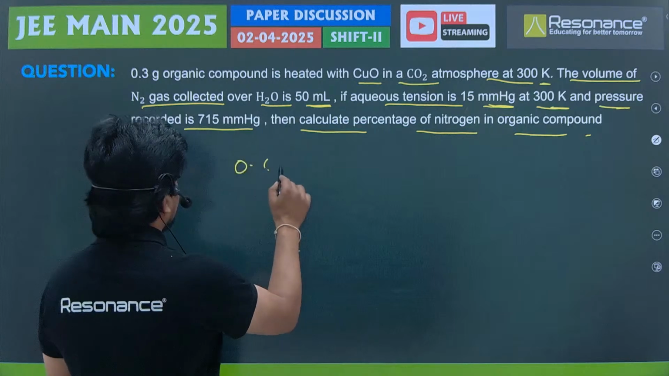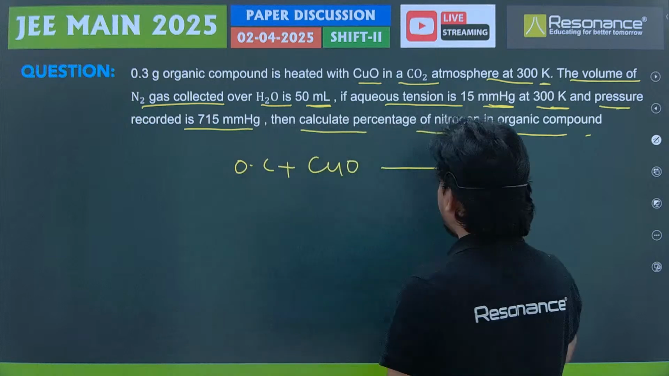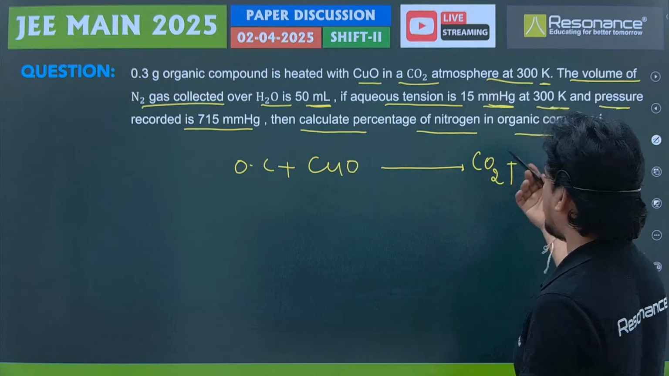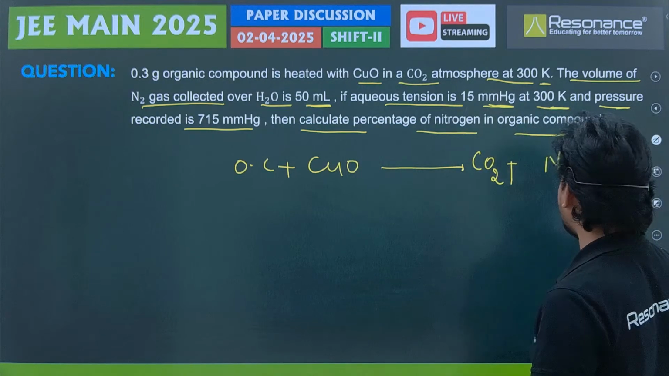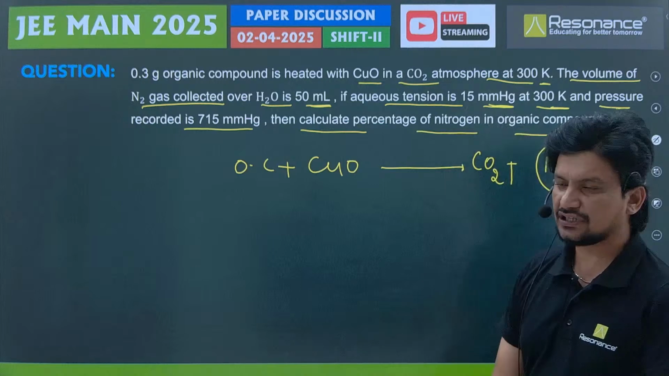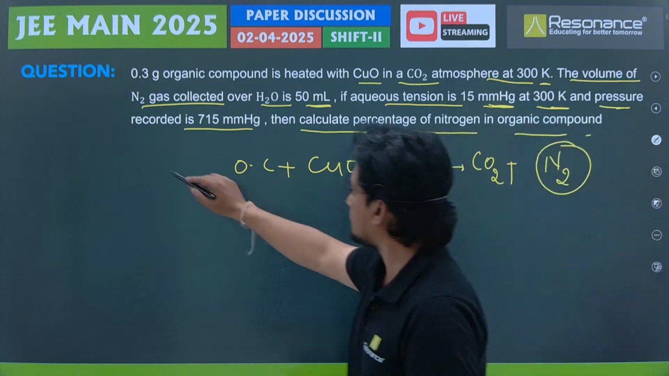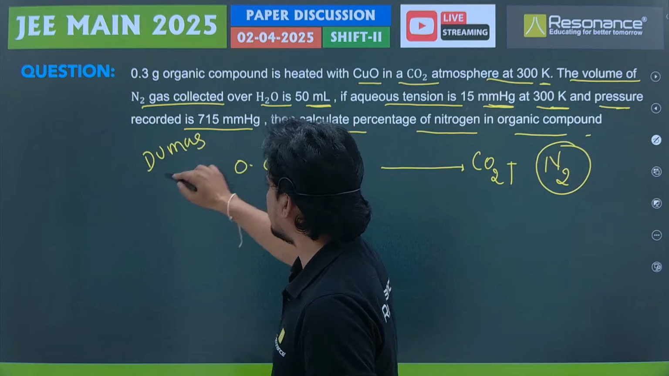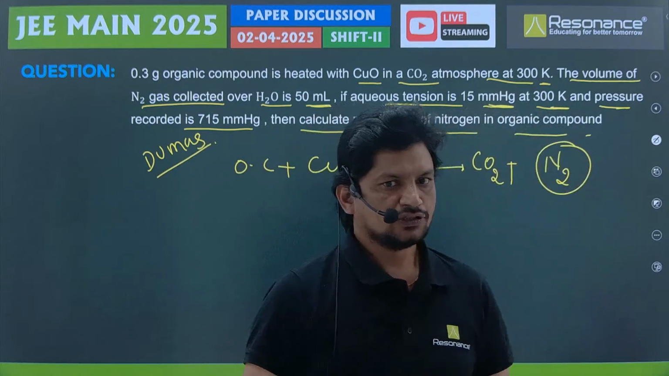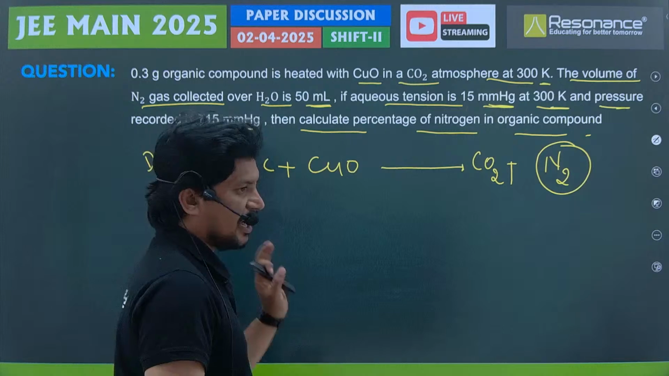An organic compound is treated with copper(II) oxide, cupric oxide. Then what do we get? The carbon present in it gets converted into carbon dioxide, and nitrogen is not able to react with oxygen, so nitrogen remains as nitrogen. That nitrogen we collect in the nitrometer. What method is this? It is a famous method we use to calculate the percentage of nitrogen. The method name is the Dumas method. So we use the Dumas method to calculate the percentage of nitrogen in the organic compound.